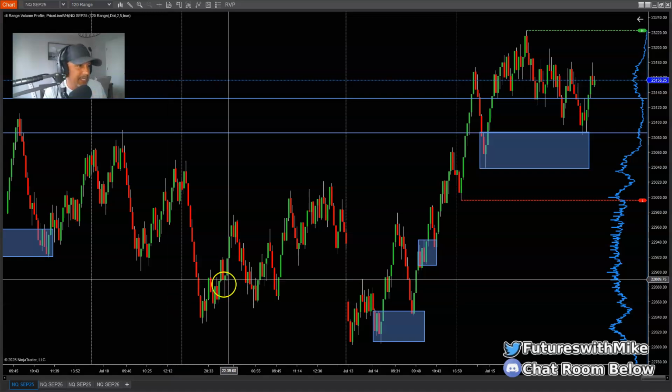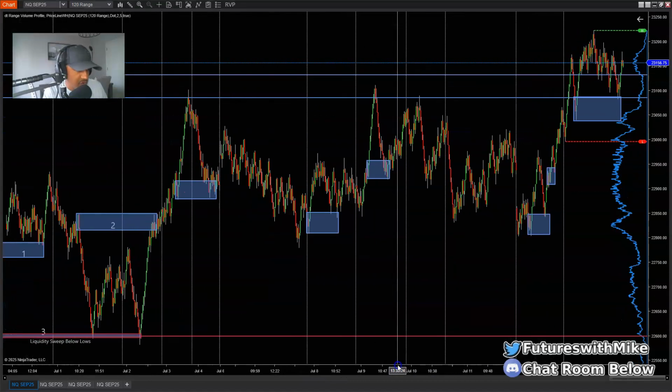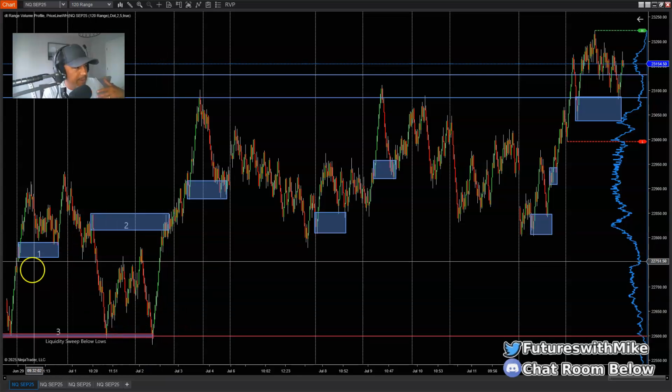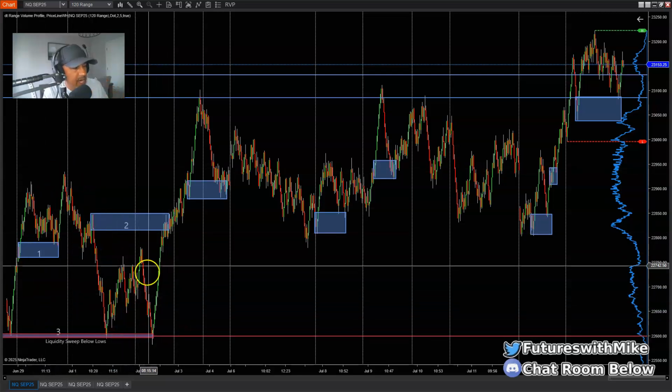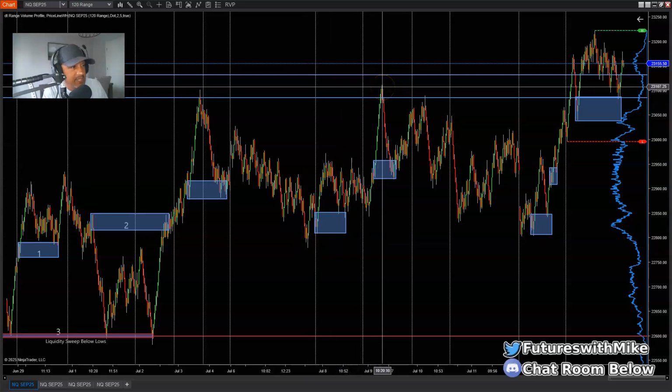So let's talk about it. Let's take a look at it. First and foremost, what you want to do, as always, is get the structure correct. What do we see taking place? Well, you should be able to take a look and see that we're making higher lows and higher highs to the upside.